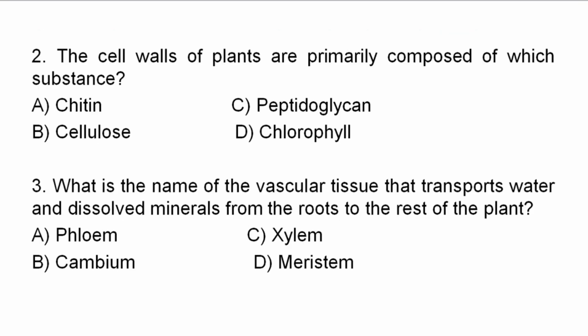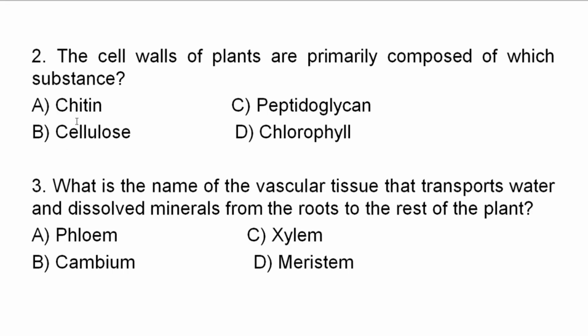Good. Question number 2. The cellulose of plants are primarily composed of which substance? A. Chitin, B. Cellulose, C. Peptidoglycan, D. Chlorophyll. The cellulose of plants are primarily composed of which substance? Good, the correct answer is B.